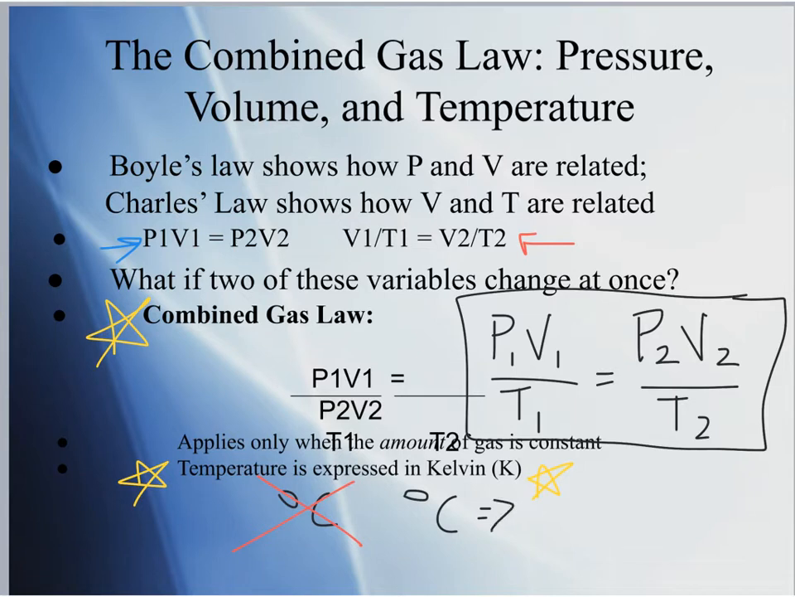So you've got to convert it to Kelvin, and to do that, Kelvin is whatever you have in degrees Celsius plus 273. So add 273 to whatever temperature you're given in degrees Celsius to make sure you turn it into Kelvin before you put it into any of these gas laws.